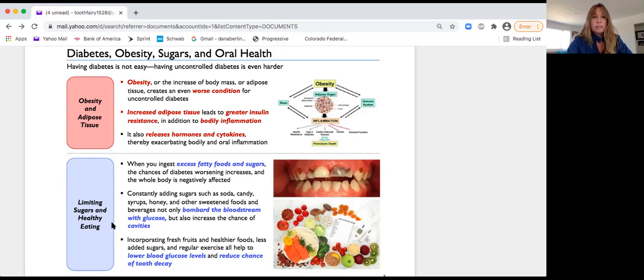You don't want root canals, etc. Incorporating fresh fruits and healthier foods, less added sugars, and regular exercise all help to lower blood glucose levels and reduce the chance of tooth decay.